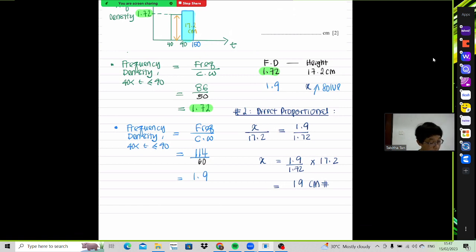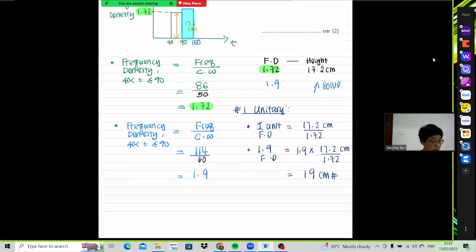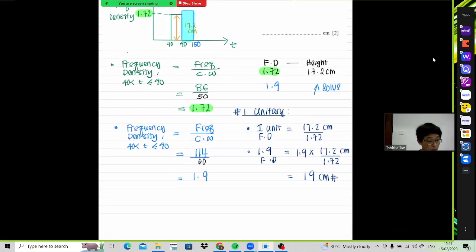Let me just partition it to make it clear for you. So this is the overall approach. And if you're comfortable with the unitary method, that's it, you can choose it. That's all for this video. You may look for other similar questions where they give a histogram but ask you to find the height in centimeters. Hopefully this will enlighten you that it is no longer a difficulty, but now you know.